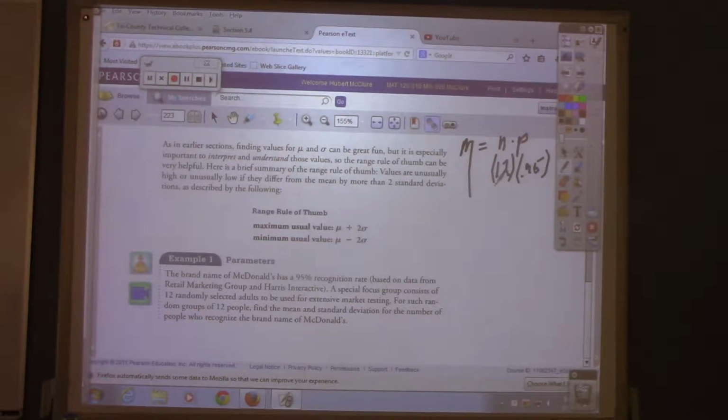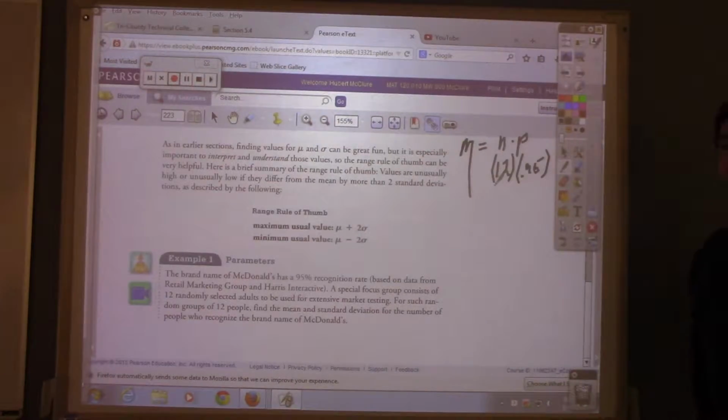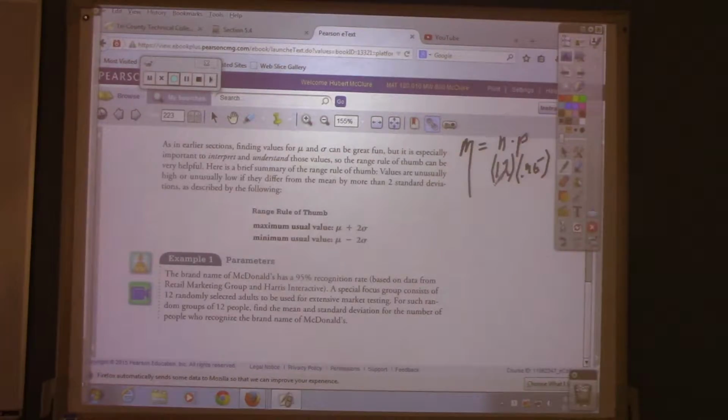What's 10% of 12? And what's 1% of 12? 0.12. Okay? If 0.12 is 1%, then take 0.12 and multiply by what? 5, and take it away from 100%. What's 0.12 times 5? 0.6. What's 0.6 taken away from 100?